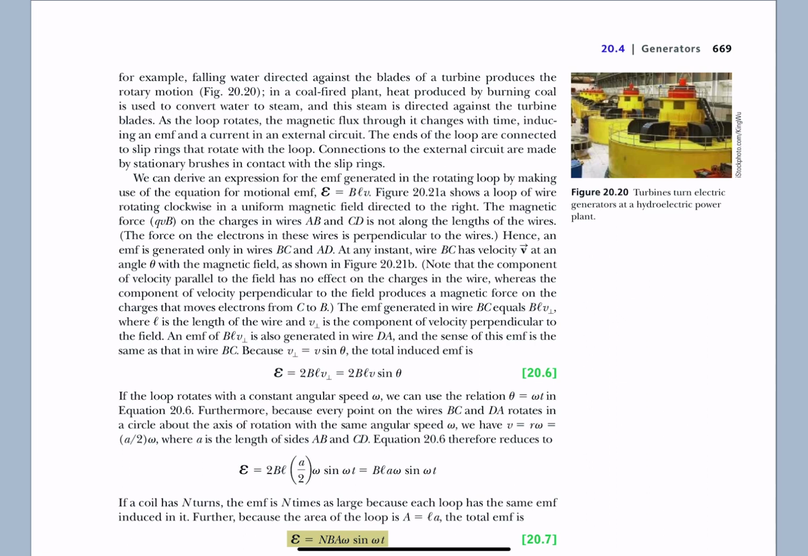In any case, what's turning the wires? Well, we have all kinds of ways to turn these wires. For example, we can have falling water. We can have a coal-fired plant producing steam that spins the turbine. We can use wind in a windmill. We can generate steam from a nuclear reaction. These are all ways that we can create the energy to turn wires in a magnetic field, generating electricity.